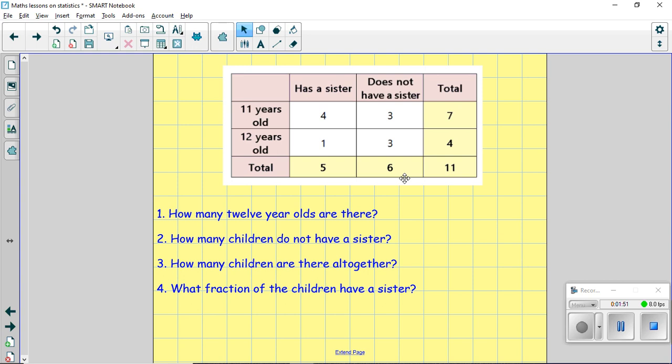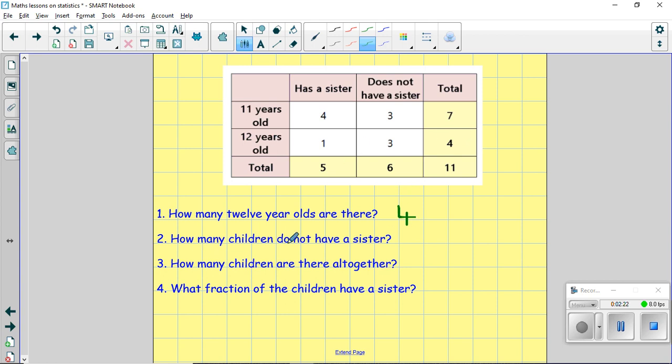So let's have a look at the questions then. Number 1. And again, this is similar to what you will get in your My Maths today. Number 1, how many 12-year-olds are there? So let's find the 12-year-olds row, go across. It's not that one, it's not that one, it's the total, because it's asking how many 12-year-olds there are. So the answer is 4. Not 7, because that's for 11-year-olds, and not 11, because that's a total altogether. We just want how many 12-year-olds there are.